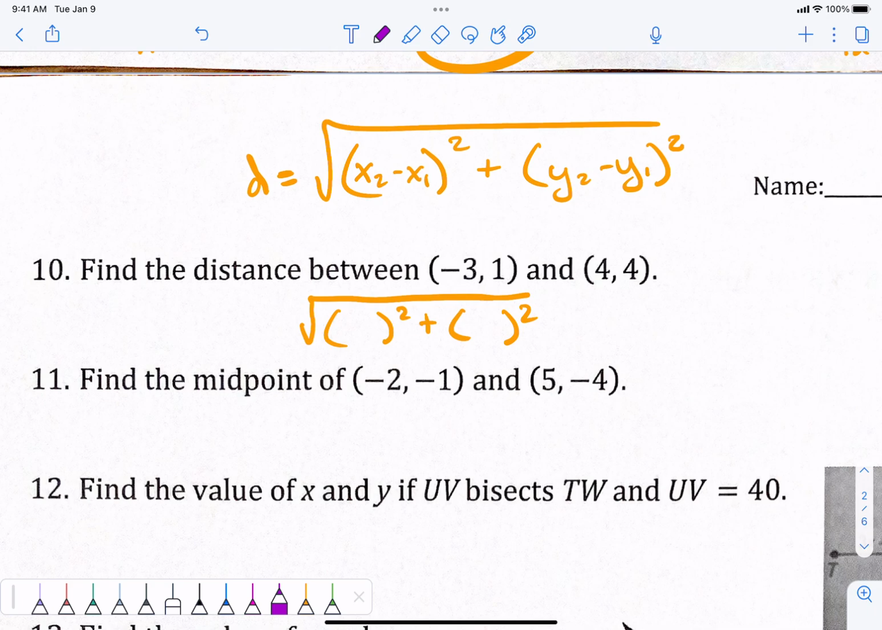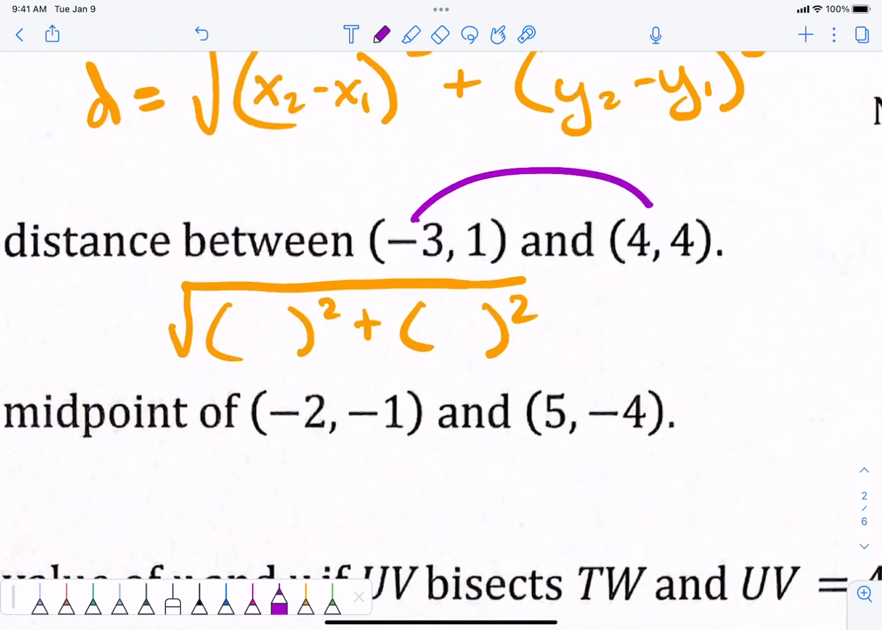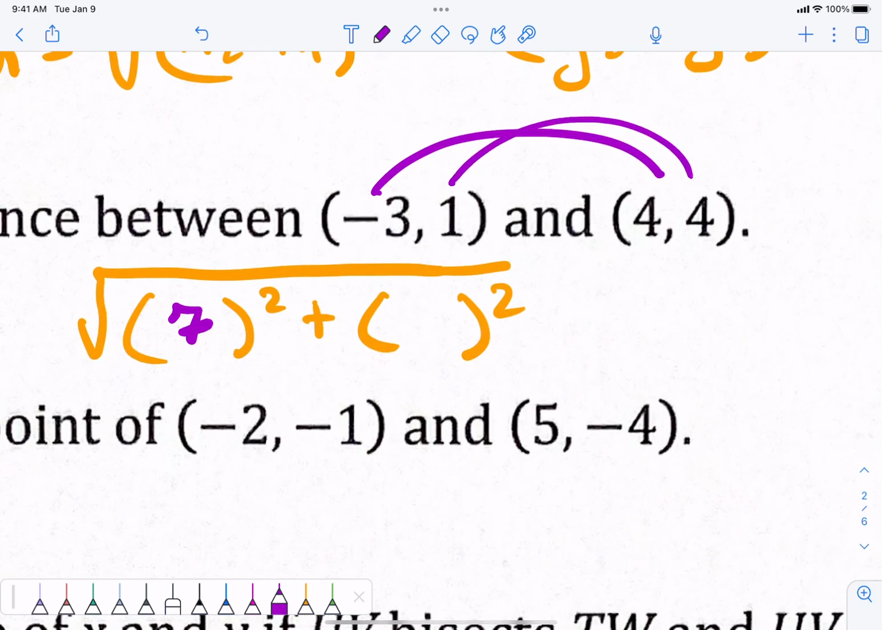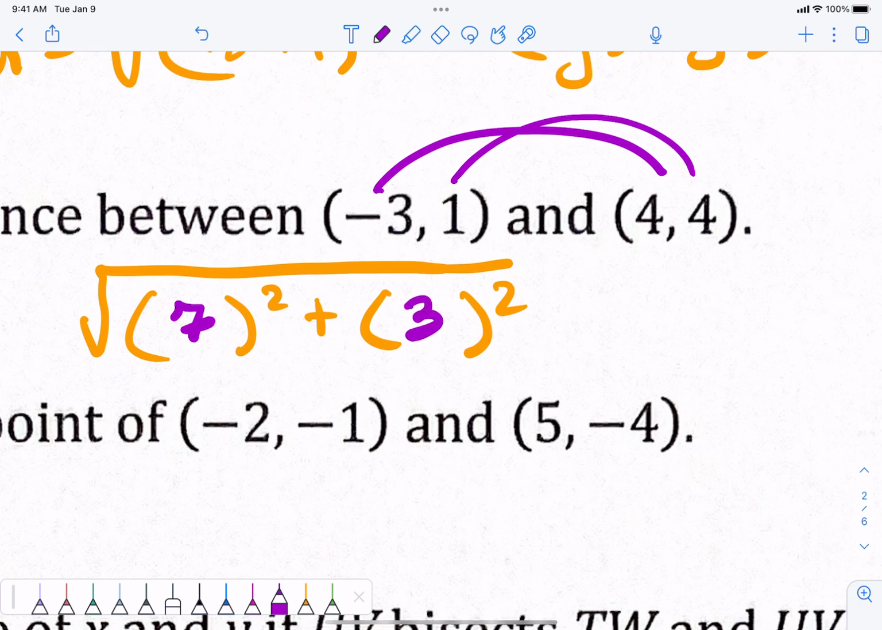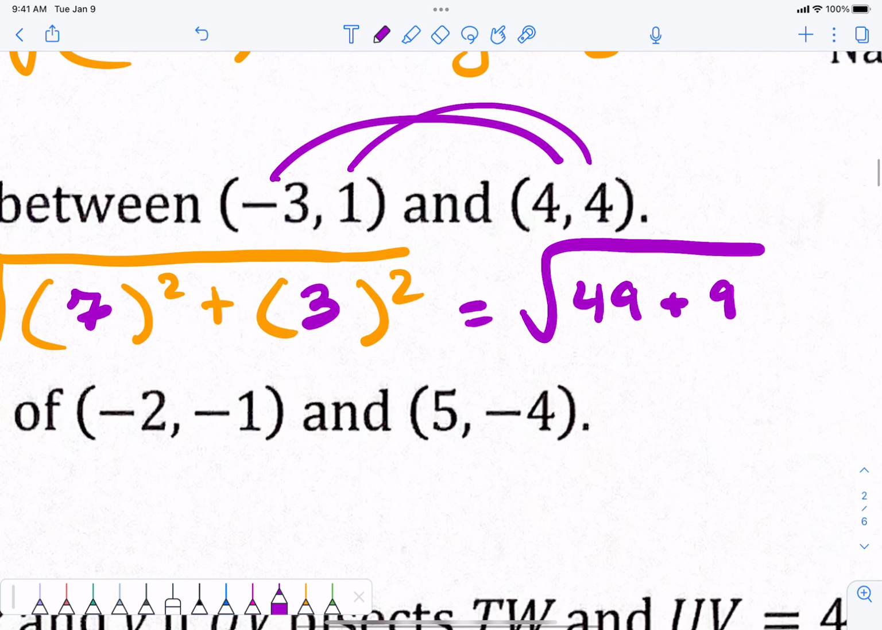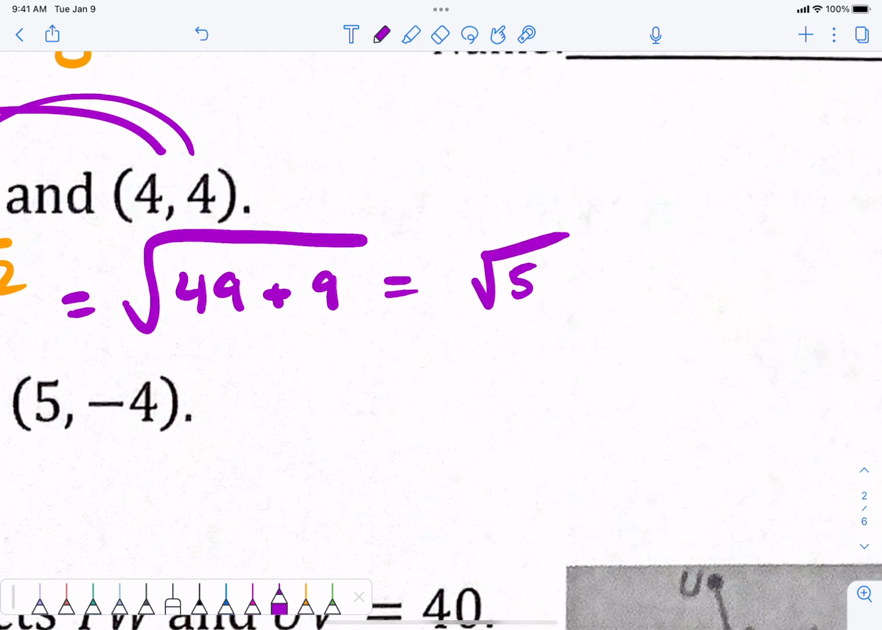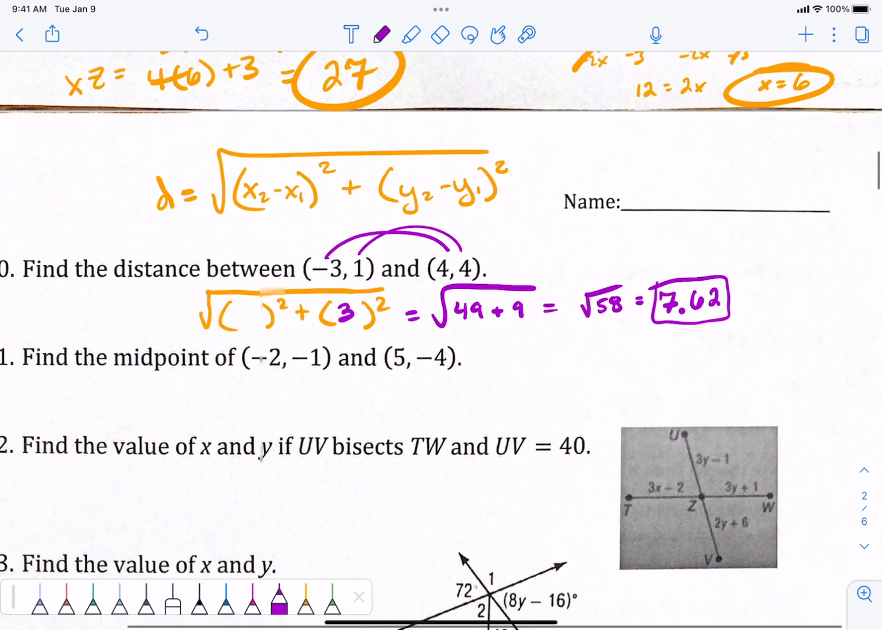Yeah. All right, how far apart is negative 3 and 4? Those are the x's. 7. How far apart is 1 and 4? 3. It doesn't matter if one of them's negative or positive, because when you square it, it goes away. So 7 squared is 49 plus 9, which is the square root of 58. What's the square root of 58 as a decimal? You can go ahead and give it to me as a decimal. It is something like 7 point something. 7.62. Perfect.